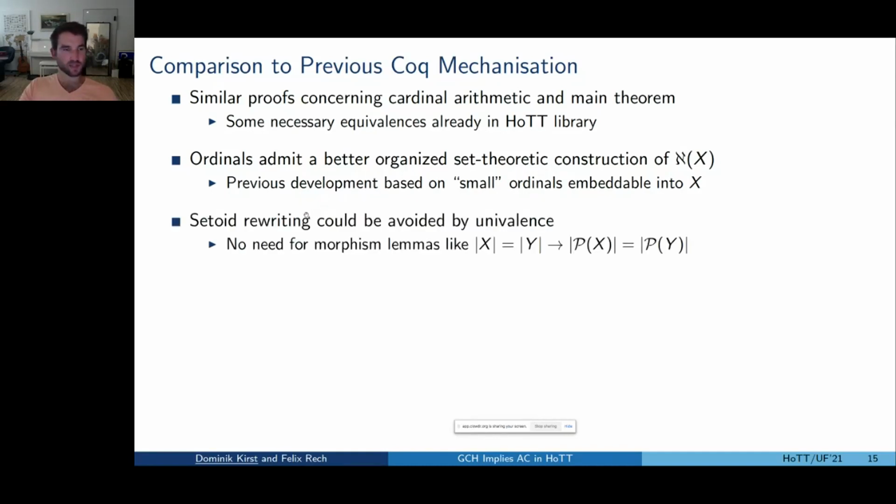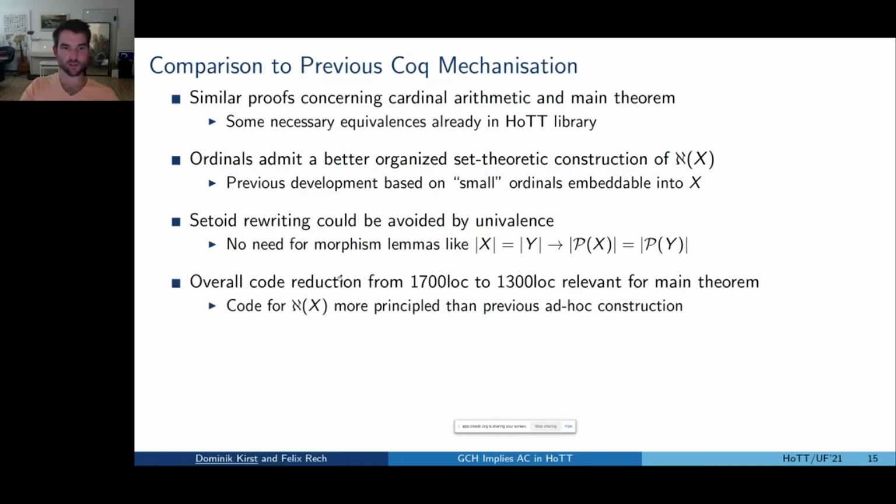Then, of course, the big selling point is that we didn't have to do setoid rewriting because we have univalence, and that was really helpful in terms of this project. For instance, we needed to prove lemmas before that if two types have the same size, then so do their power sets. And of course, that's just rewriting with equalities in HoTT. So overall, we could reduce the code by a considerable amount. And as I said, much of the code looks much more principled than what we had before.